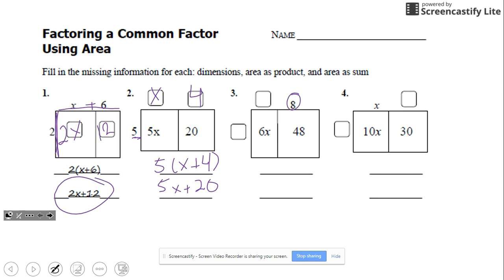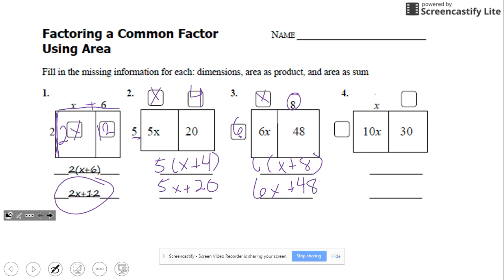Here, they're telling us that they pulled out an 8. Well, 8 times what gets you 48? 8 times 6. So then we have to divide 6x divided by 6, and that leaves us with x. So then our expression here, we have 6 times the quantity x plus 8. And then the second one, 6x plus 48.